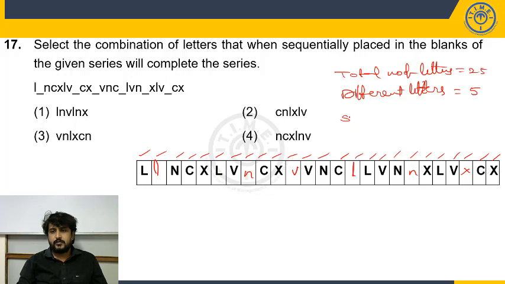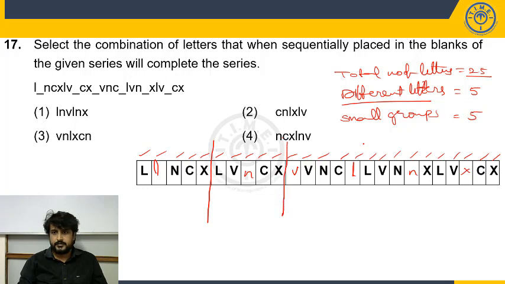So divide into small clusters, small groups. Different letters are 5, total number of letters is 25, which means groups of 5. Group 1, Group 2, Group 3, Group 4, and Group 5. Let us look for the trend. LLNCX, LVNCX, VVNCL, LVNNX, LVXCX. Can you see any trend? No. So it is not my first option.